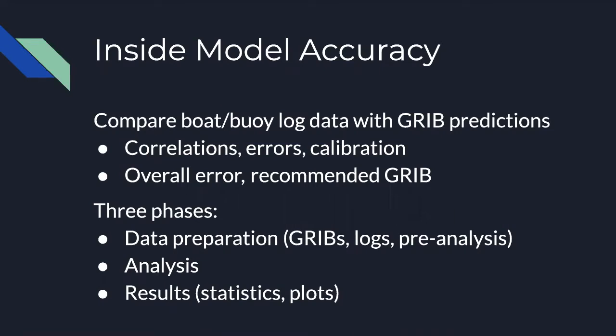Our sailing software analyzes grid weather forecasts by comparing them to ground truth weather data collected from the instruments on your boat or from weather buoys. The software does a statistical analysis, providing correlations, errors, and calibrations that will align the grid to the logged weather data. An overall error value is provided with a recommendation of which grid most closely matches the logged weather data. This work is done in three phases: data preparation, the mathematical analysis, and results presentation.